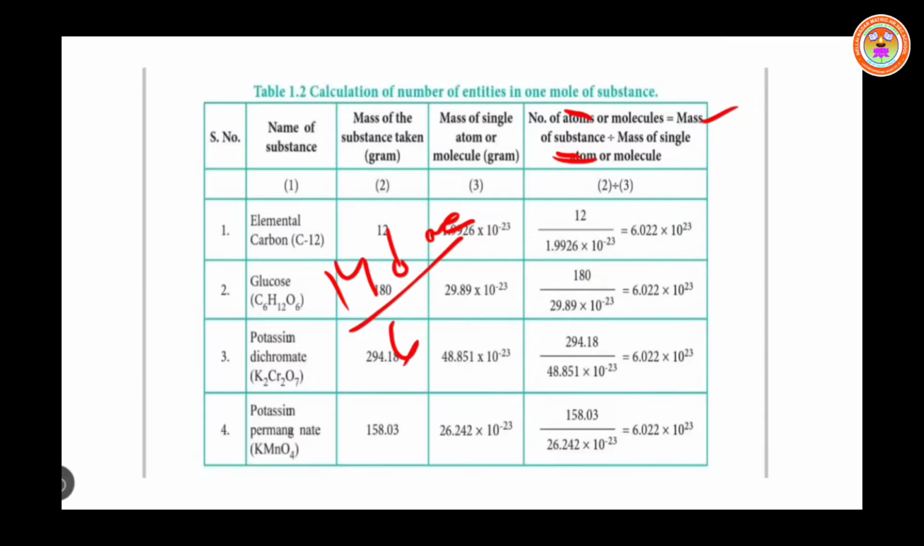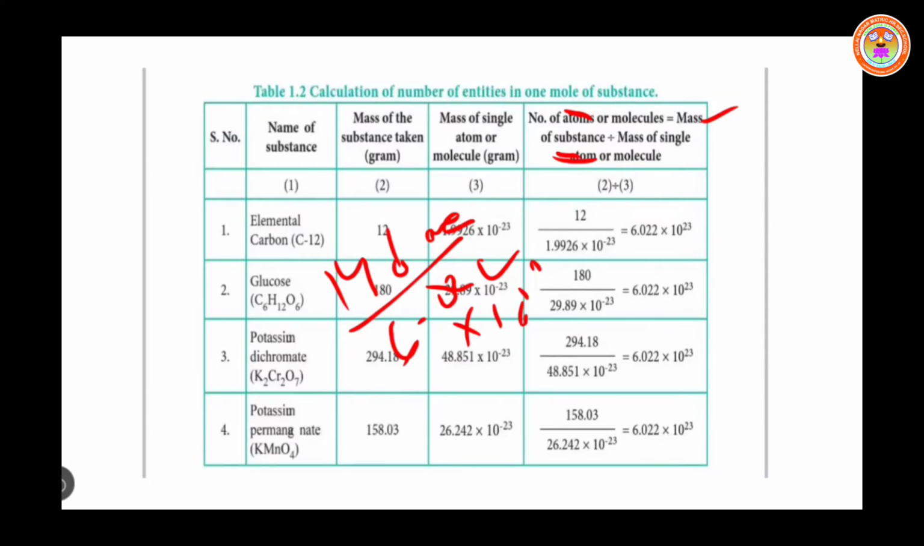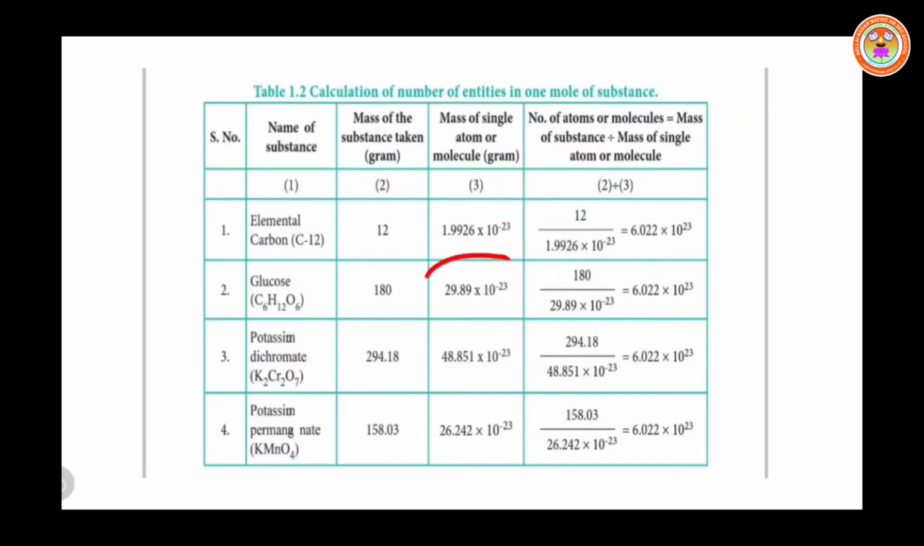What is the value of Avogadro number? 6.022 into 10 to the power 23. So molecular mass divided by Avogadro number gives the mass of a single molecule. Here the molecular mass of glucose is 180. So 180 divided by Avogadro number is equal to 29.89 into 10 to the power minus 23. So the mass of a single molecule is 29.89 into 10 to the power minus 23.